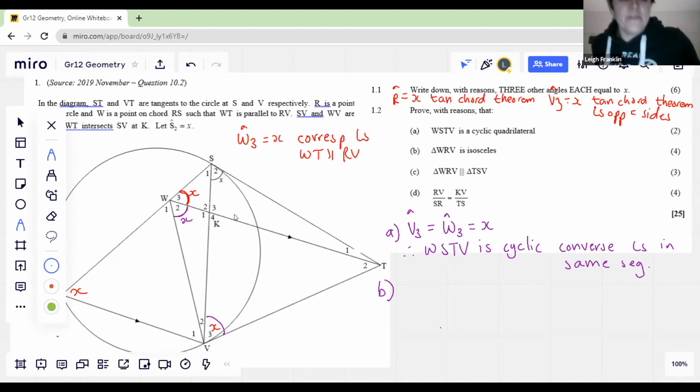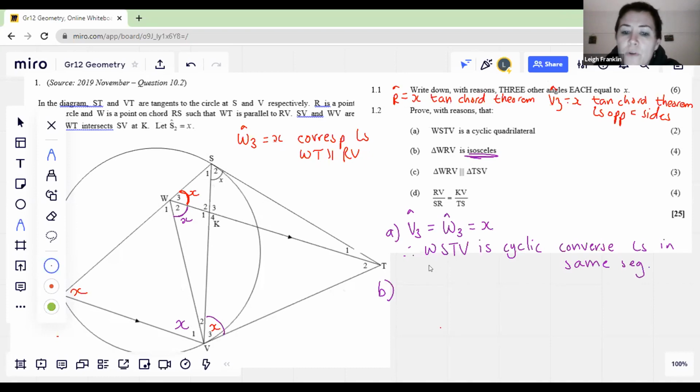All right, so WRV is isosceles, WRV. So that's this triangle over here. So when we prove that a triangle is isosceles, they are essentially asking us to prove that there are 2 sides that are equal to one another. Right? Which means there need to be 2 angles that are equal to one another. So what we've done now is we've said that angle W2 is equal to angle X as well, okay, because of angles in the same segment. And look here, guys, here we've got our Z. So that would be equal to X as well because of alternate angles.